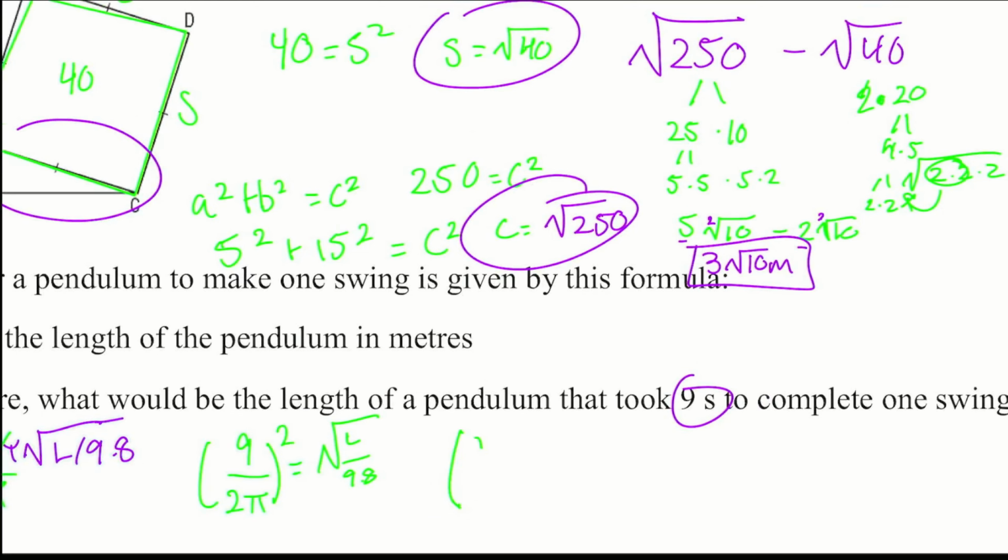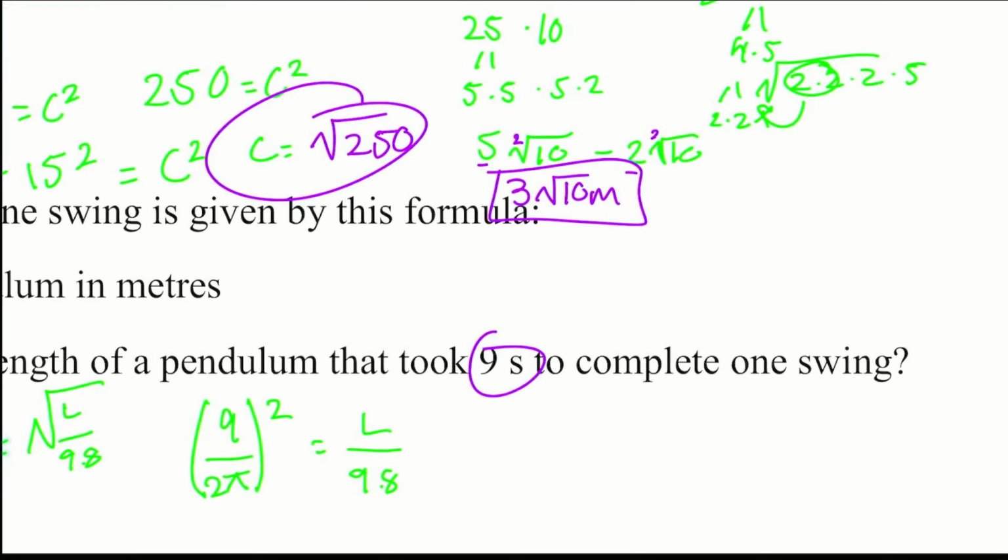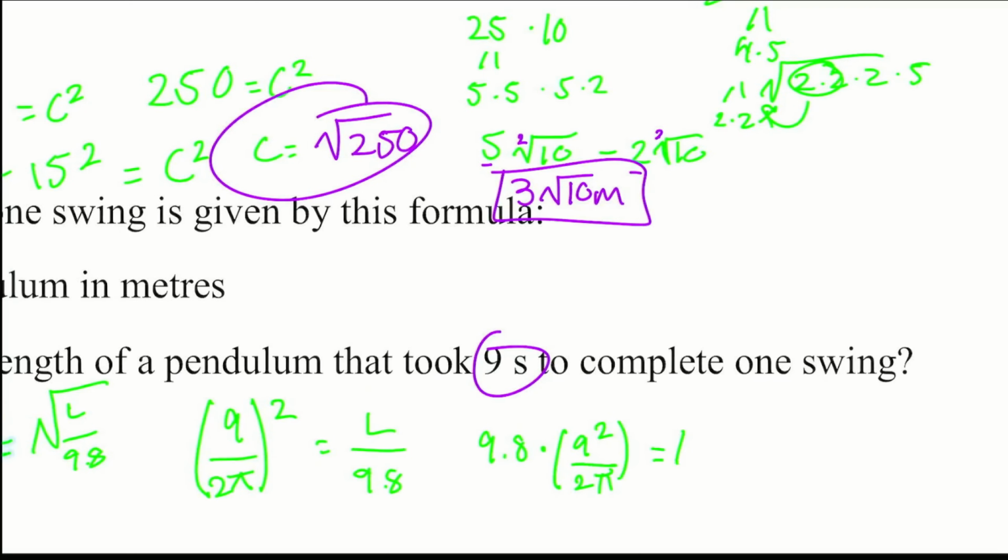And you get 9 squared, which is going to be, or you can just leave it like this for now, 9 squared over 2 pi squared equals L over 9.8. Now what we can do is multiply both sides by 9.8. And you're going to get 9.8 times 9 squared over 2 pi equals our length. So now that we've isolated our variable, we can put this in our calculator.